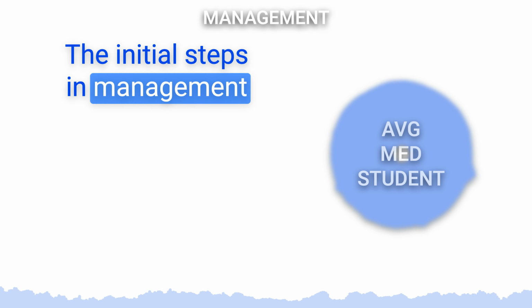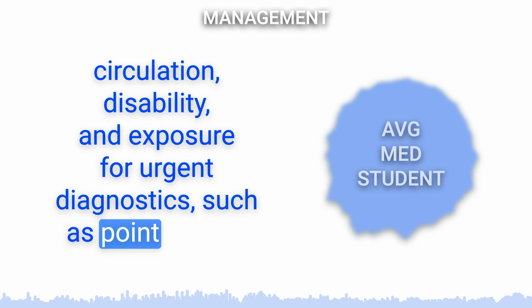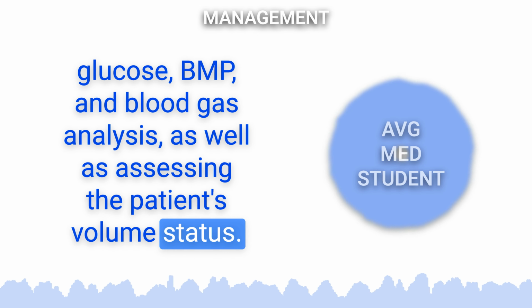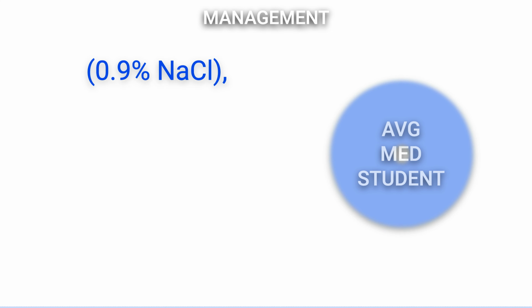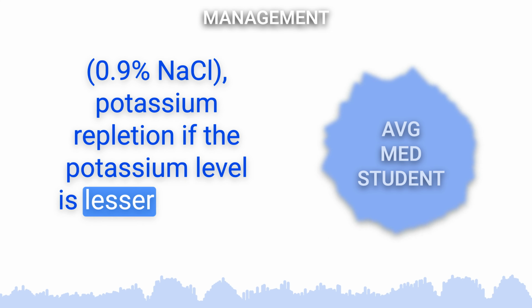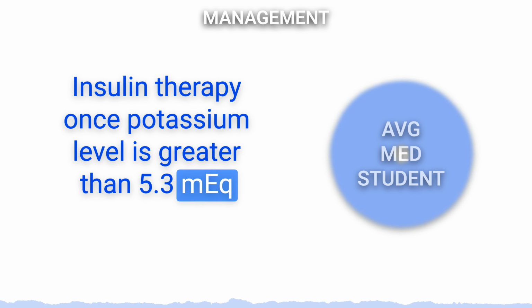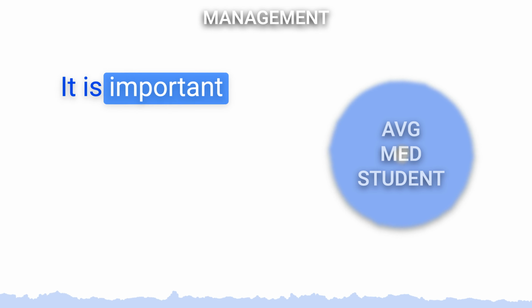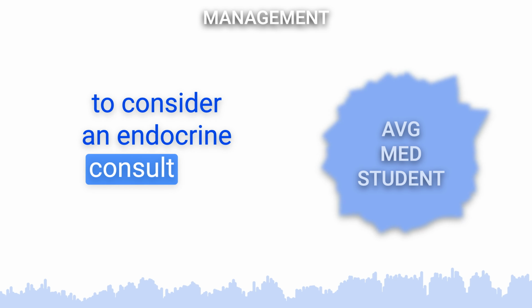The initial steps in management include following the ABCDE approach, assessing airway, breathing, circulation, disability, and exposure for urgent diagnostics, such as point-of-care glucose, BMP, and blood gas analysis, as well as assessing the patient's volume status. The principal interventions include fluid resuscitation initially with isotonic saline, potassium repletion if the potassium level is lesser than 3.3 mg per liter, insulin therapy once potassium level is greater than 5.3 mg per liter, and IV sodium bicarbonate for severe refractory metabolic acidosis. It is important to identify and treat any precipitating causes, such as sepsis, and to consider an endocrine consult and ICU admission.